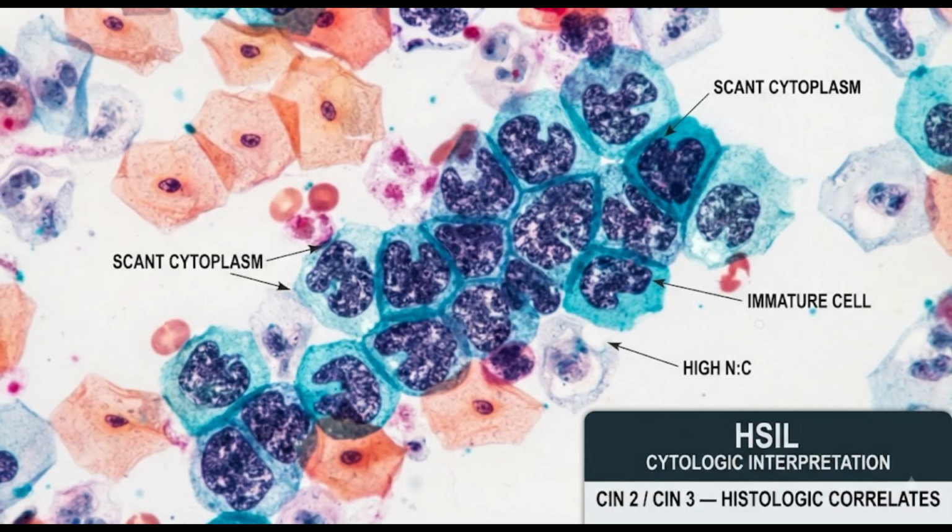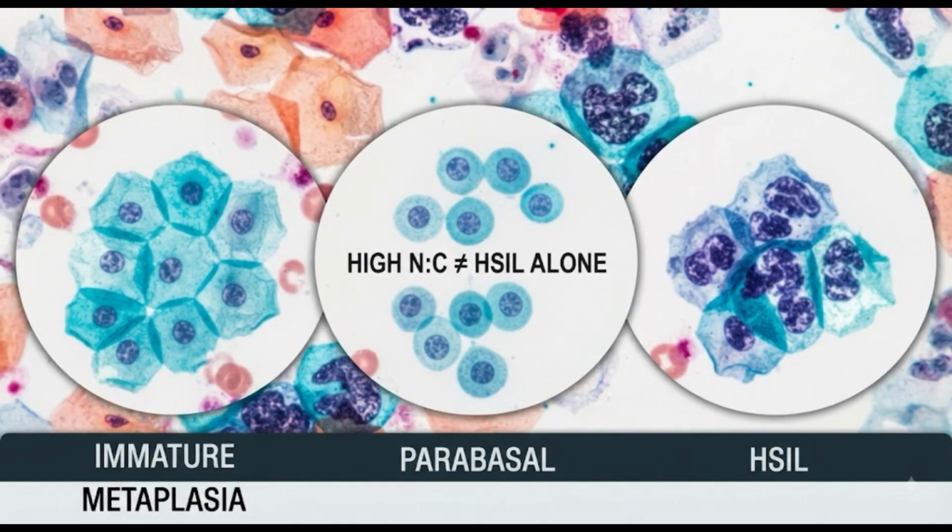Core cytomorphology of HSIL. HSIL most commonly involves small, relatively immature squamous cells with reduced cytoplasmic maturation. The cytoplasm is scant, producing a substantially increased nuclear-to-cytoplasmic ratio. However, a high N:C ratio alone does not establish HSIL. Immature metaplastic cells and parabasal cells normally have a relatively high N:C ratio. The important question is whether the N:C ratio is inappropriate for the cell type and degree of maturation.